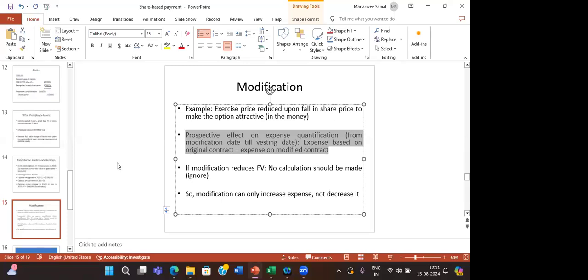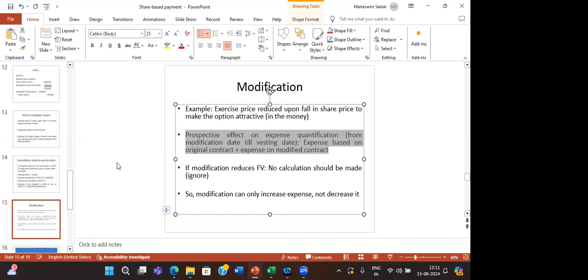That scope does not exist simply. So the only way you can accommodate the effect of this modification is prospectively. So what you can do, you count the expense based upon the original contract, that is before modification. Suppose without this modification in this year, I would have charged to the P&L, say 10 lakh rupees.